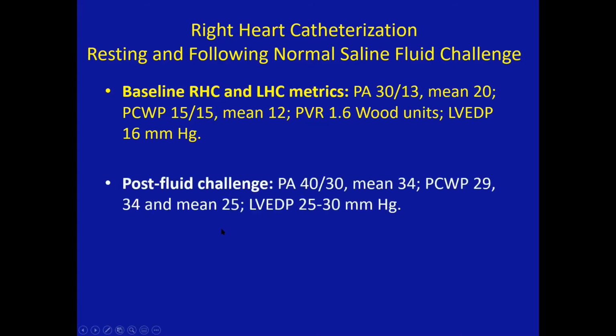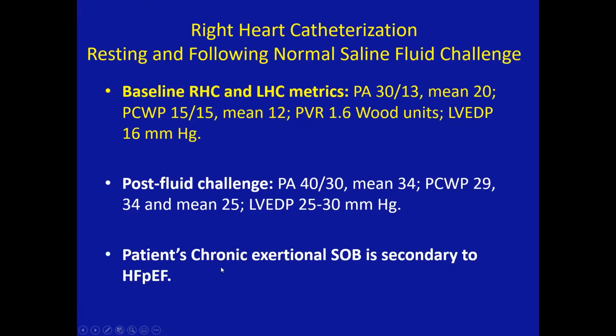So we gave her the fluid bolus. Her mean wedge pressure goes up to 29. It was 12 and goes up to 29. And for the diagnosis, you only need a pulmonary wedge pressure of greater than 18. So it was severely elevated. And her left ventricular end diastolic pressure, which was 16, slightly elevated to begin with, was severely elevated after the fluid bolus. So this confirmed that the patient's ongoing shortness of breath and exertional exercise intolerance were secondary to HFpEF.